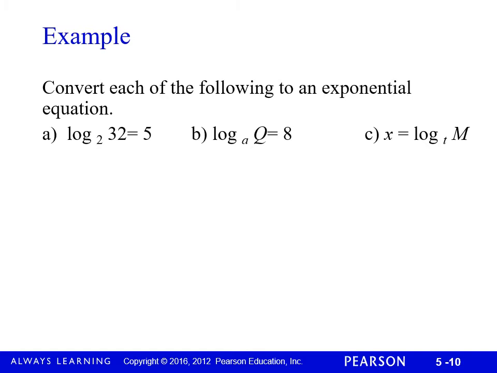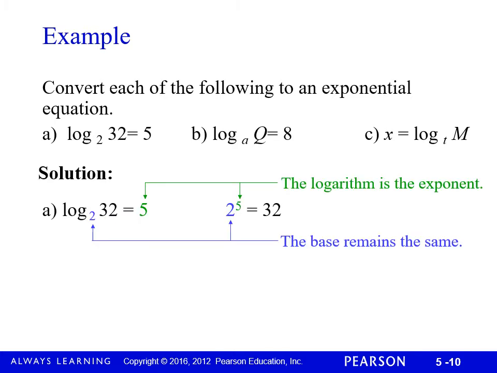Convert each of the following to an exponential equation. Again, we're just going to do the same thing in reverse. Here we have log base 2 of the answer 32 equals 5. Again, you might want to pause here and see if you can rewrite these. And on b and c, we just have variables. Again, the base remains the same, so the base 2 on the log becomes the base of the exponential. The logarithm is an exponent, so the 5 becomes the exponent, and our answer is 32.